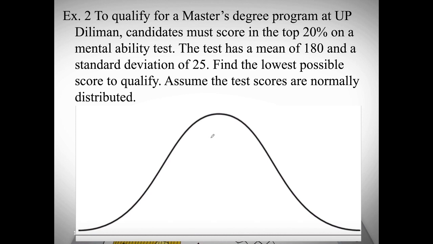The test has a mean of 180. So, let's write the mean here. 180 daw. Yung score yan. Average score is 180, and a standard deviation of 25. Okay, standard deviation of 25. Find the lowest possible score to qualify. Assume the test scores are normally distributed. That's why we have here the normal distribution curve.